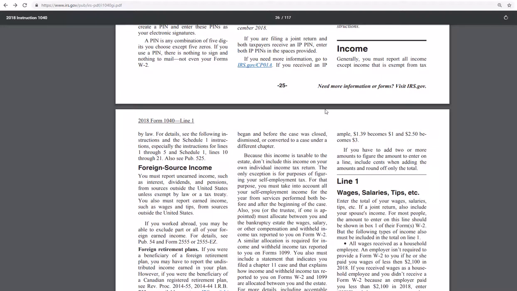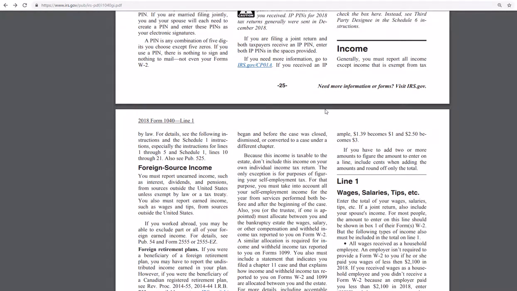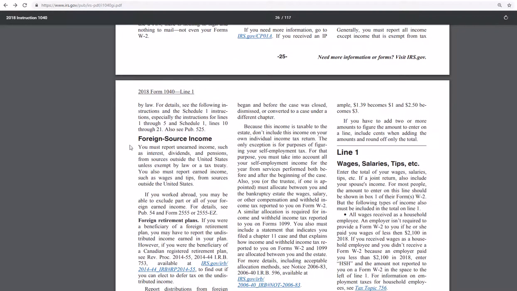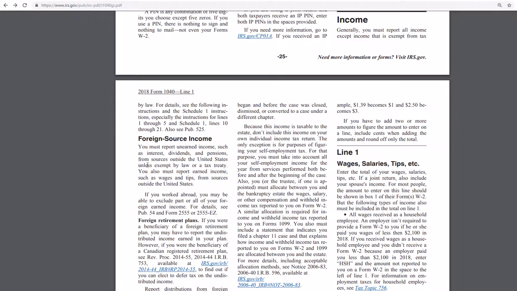So the question is, what income do you need to report to the IRS? It says all income right here. Generally, you must report all income unless it is exempt. So that includes foreign income, right? Just because it happened outside the United States doesn't mean you don't need to report it, except if it's exempted by law or tax treaty.